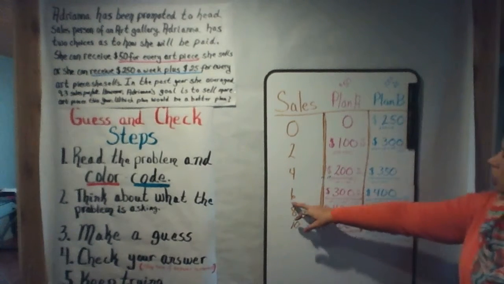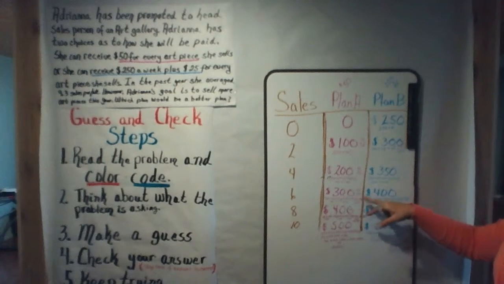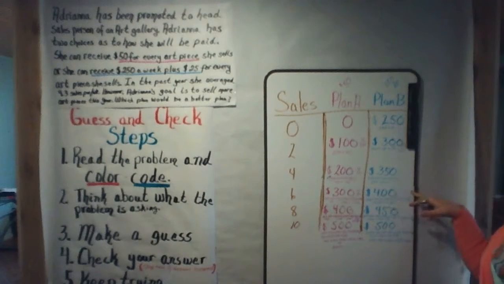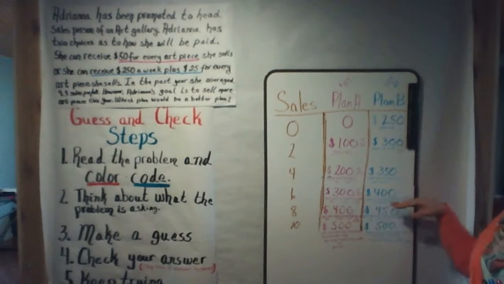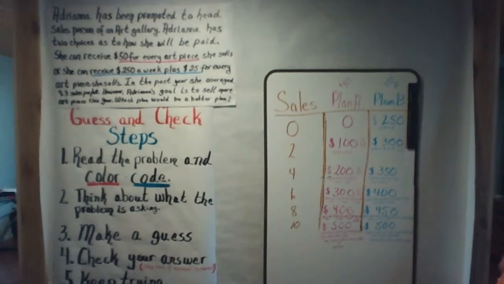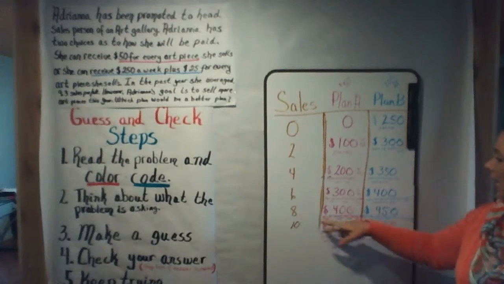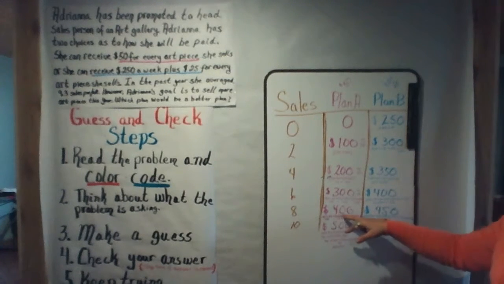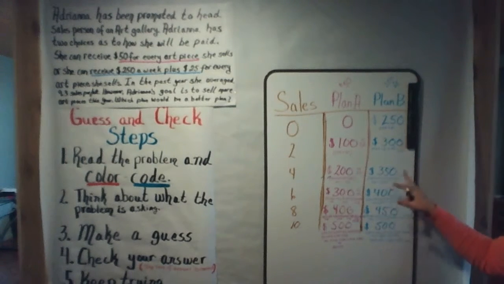On plan A, if she sold 6, she would get 300. Plan B, 6, she would get 400. They're still not the same. We're looking for when in the chart it will be equal. Okay. 8 at $50, she would get 400. Plan B, she would get 450.